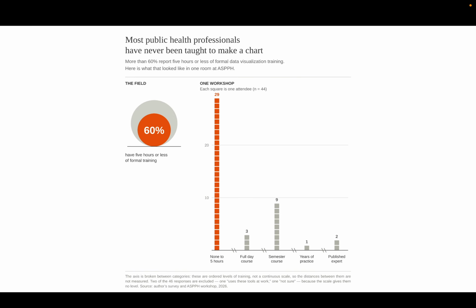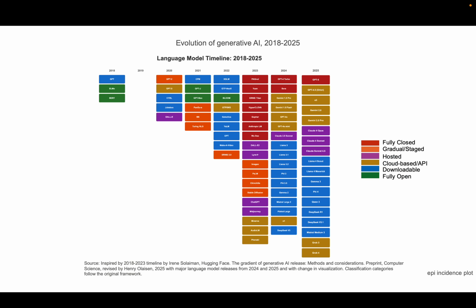And so on the left, we see the field as a whole, 60%. And then on the right, in this mini sibling plot, we're getting a drill down of the specific classroom where you have 29 people in that first curve, the epi spike, which is basically none to 5 hours. How do we do this? Well, here's another use case.